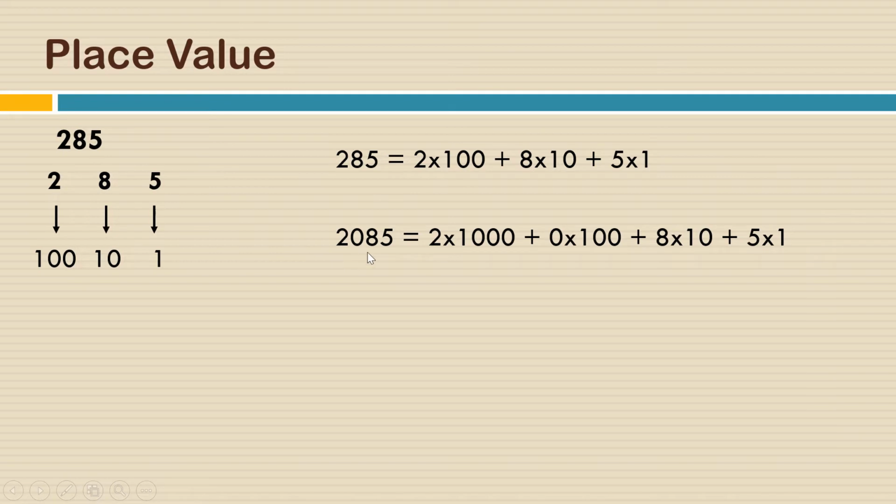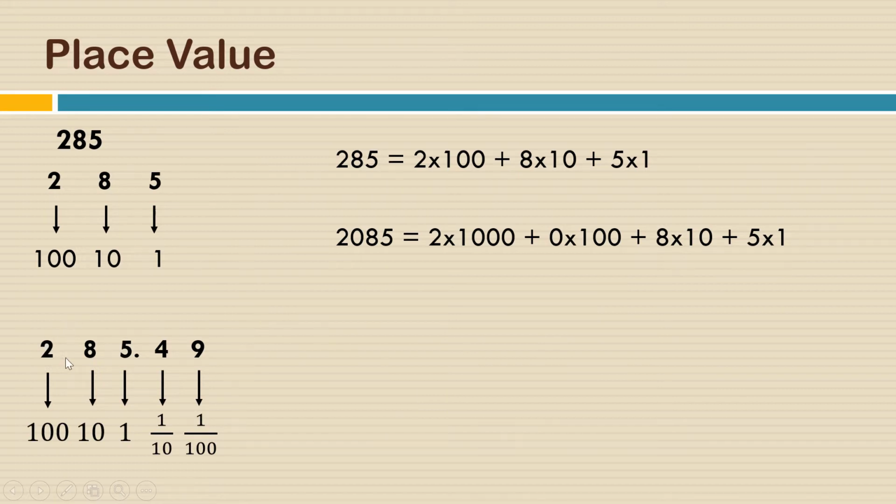Next, 2085. 1's place is 5, 10's place is 8, 100's place is 0, 1000's place is 2. That is 2 into 1000 plus 0 into 100 plus 8 into 10 plus 5 into 1.